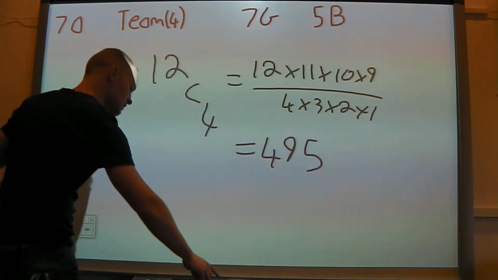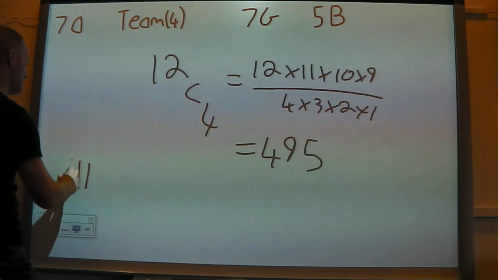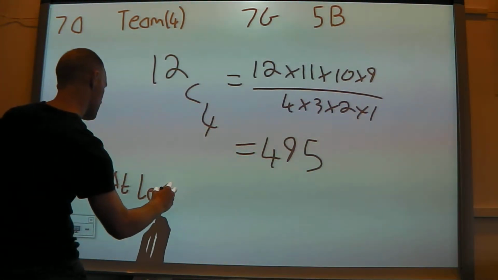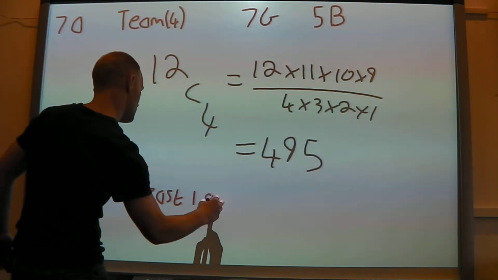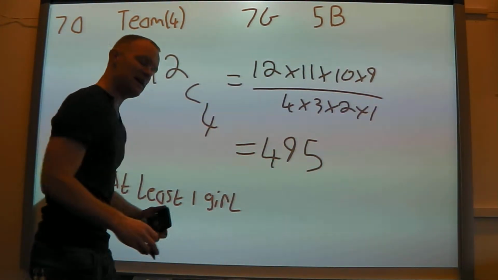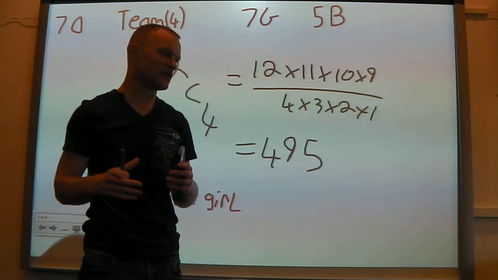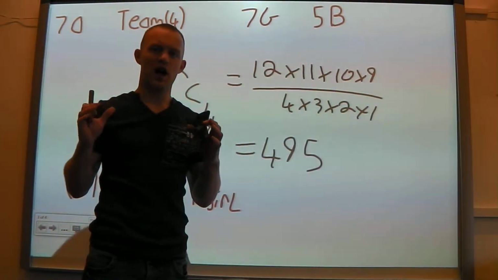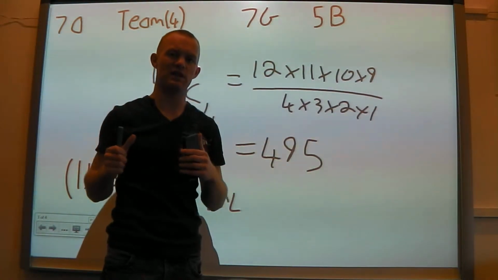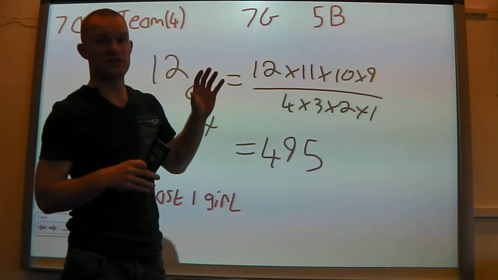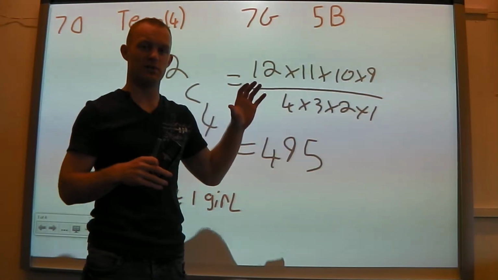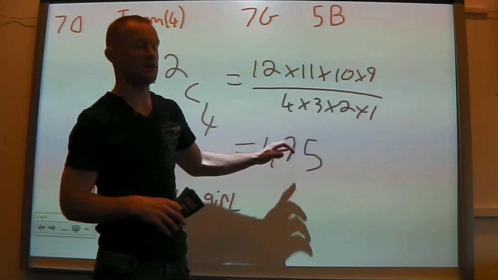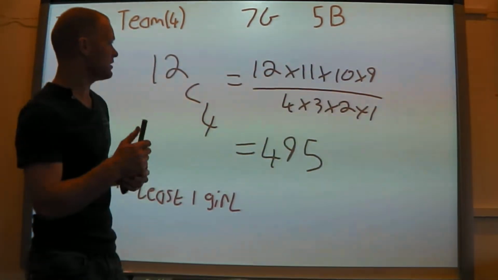Now, on the second part of the question, you're asked to find out how many of these have at least one girl. Well, basically, if there's 495 choices in total, all you have to do is subtract the number of options you have for teams containing only boys. Say if I told you there were 10 teams possible if you were only to include the boys, then the number of teams with at least one girl would be 495 minus 10. So I'll just go through this now.